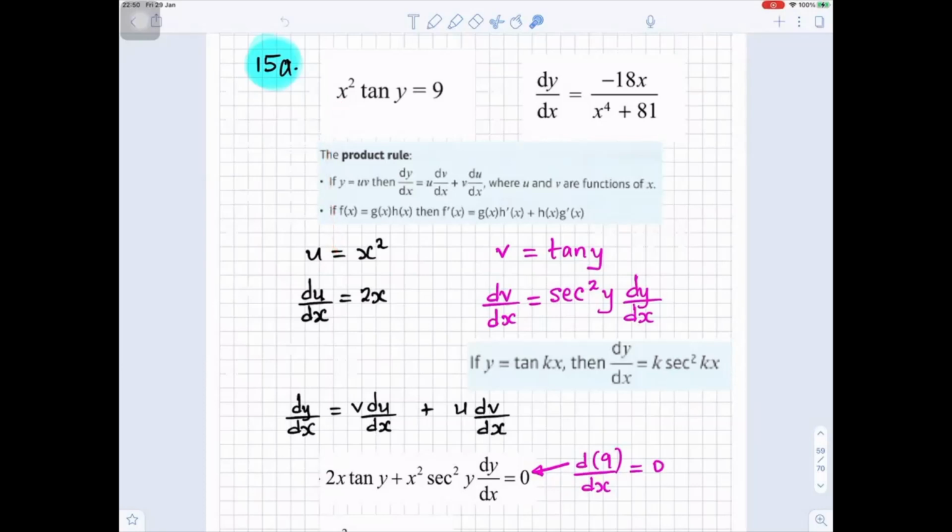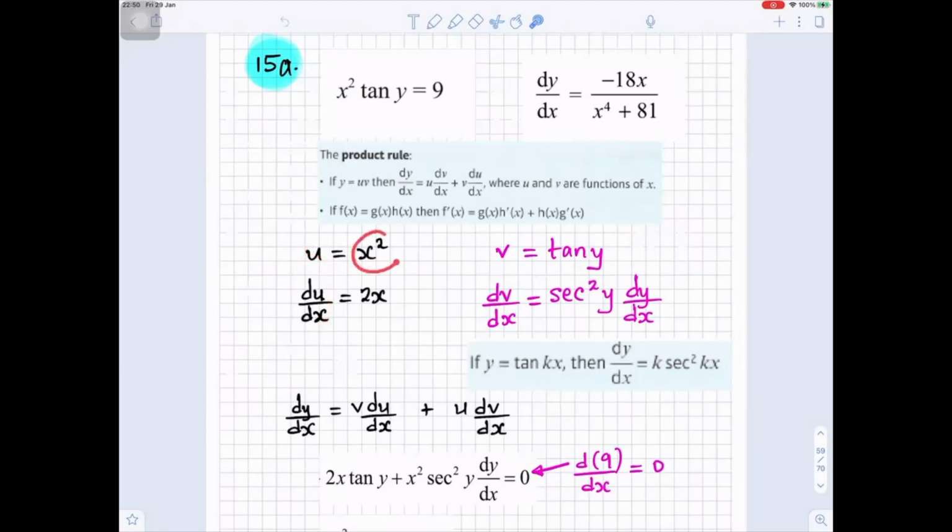So we would say u is x squared and v is tan y. Identify u to be x squared and v to be tan y, because it's like x squared times tan y. So we'll call it the product rule, x squared times tan y. Now we want to find du over dx.